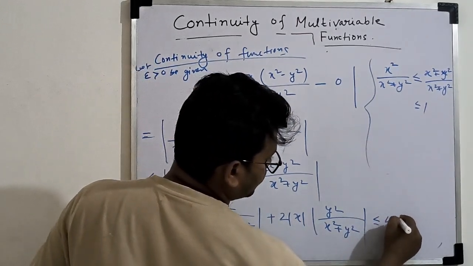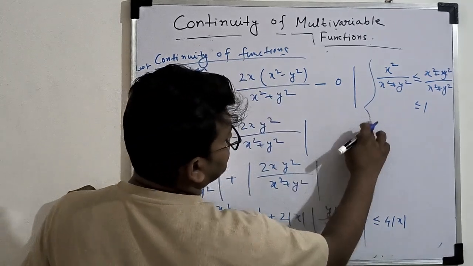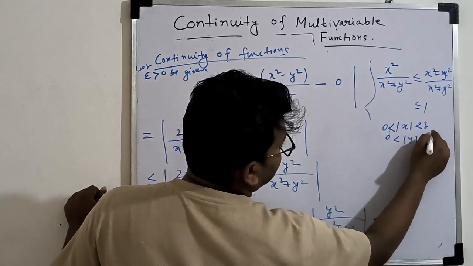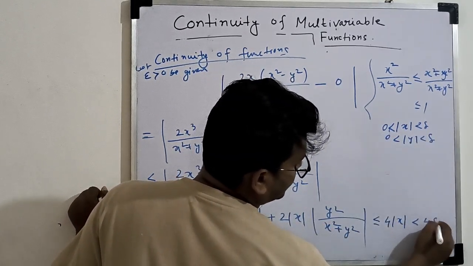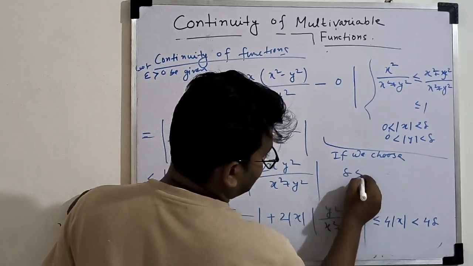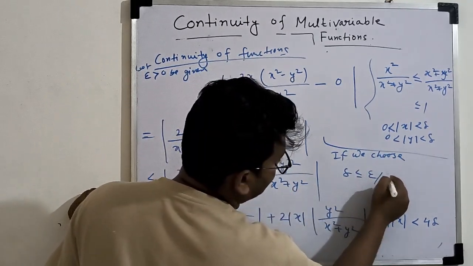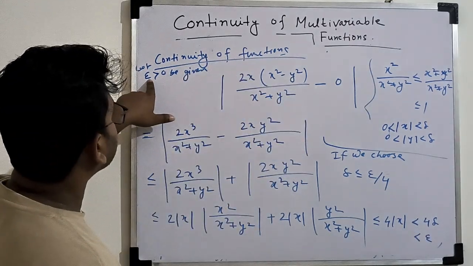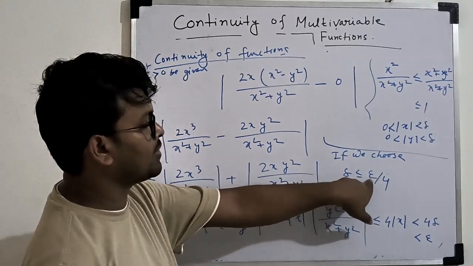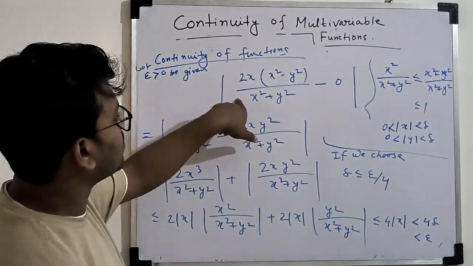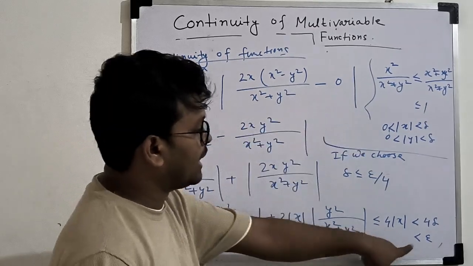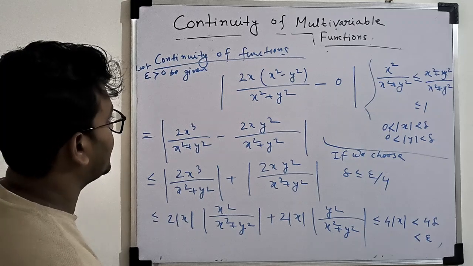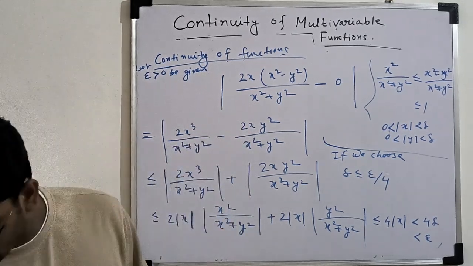that is 4|x|. As the condition is 0 < |x| < delta, 0 < |y| < delta, we can put here 4 delta. So if we choose delta less than or equal to epsilon by 4, then we get epsilon. So for epsilon greater than 0, if we choose delta less than or equal to epsilon by 4, then we get the modulus of this function minus 0 less than epsilon. So from the epsilon-delta definition, the limit of this function equals 0.